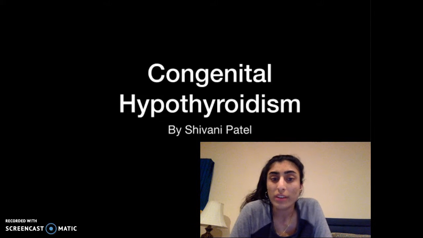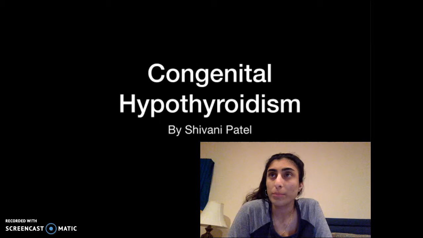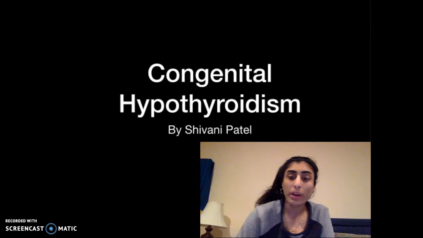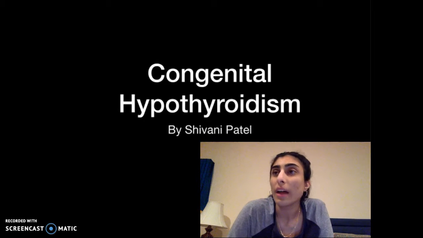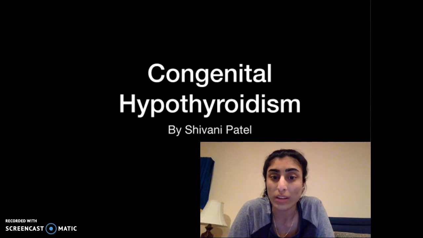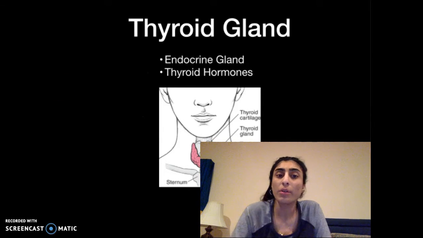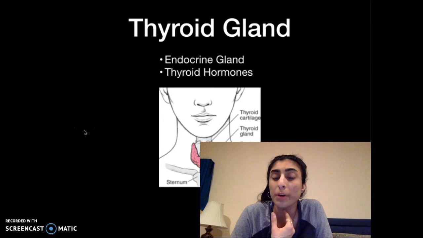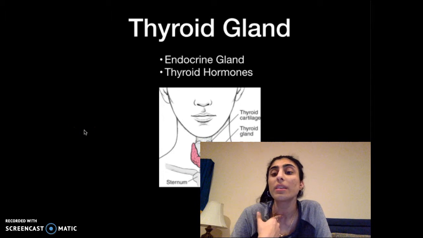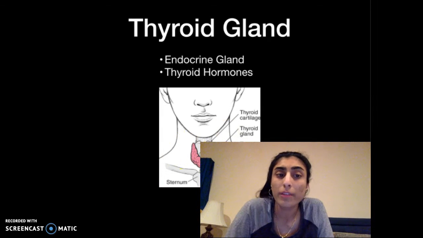So for my project, I chose to research congenital hypothyroidism. Before I get into what that is and everything that comes with that, first I wanted to discuss what the thyroid gland is and what it does. So the thyroid gland is a butterfly-shaped gland right in the front of the neck. It's right over here, and it's above the collarbone.